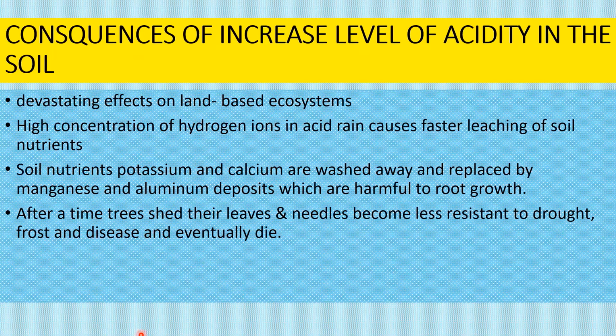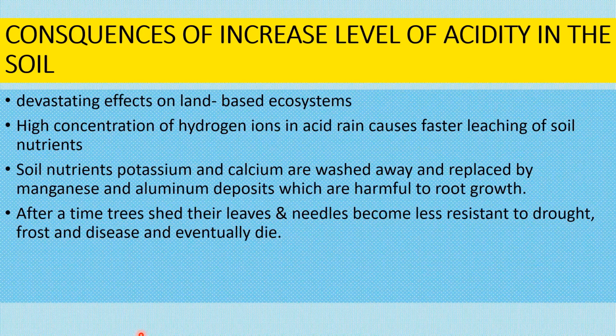Impacts of increased level of acidity in the soil. Number 1, devastating effects on land-based ecosystems. Example, 90% of the German trees were destroyed. And number 2, high concentration of hydrogen ions in the acid rain causes faster leaching of soil nutrients.